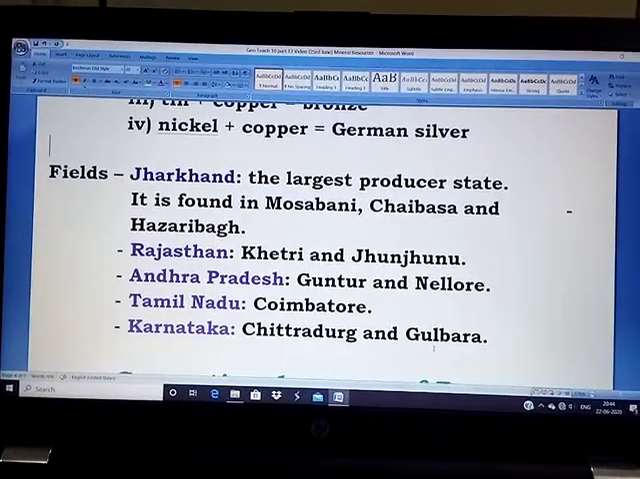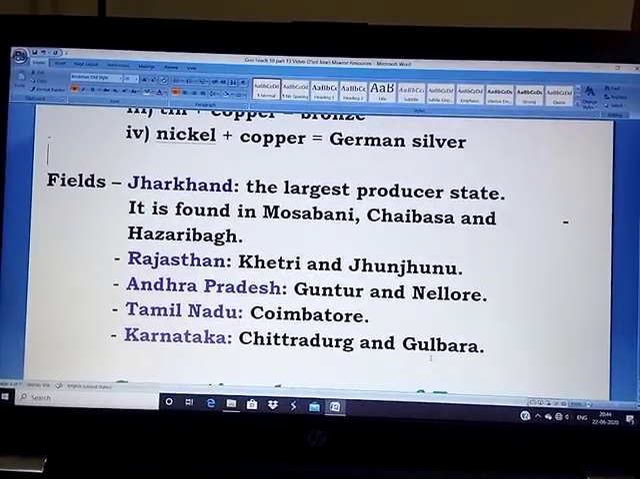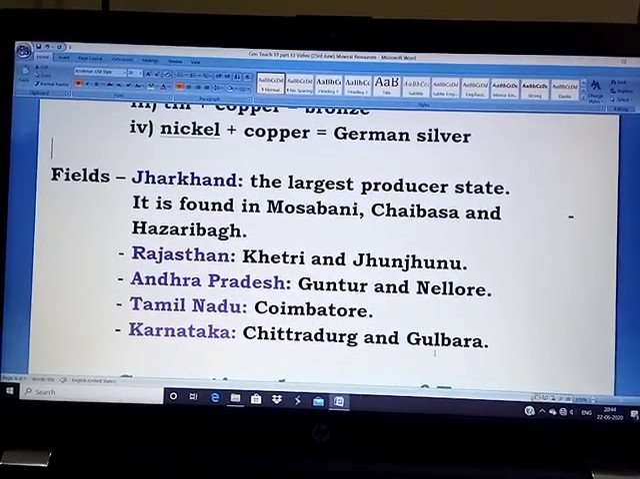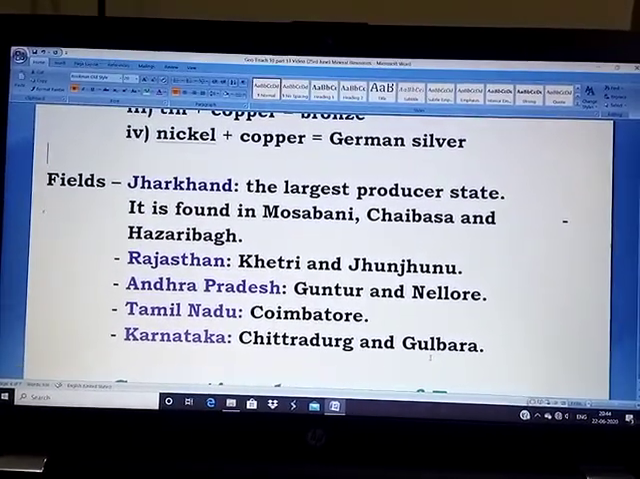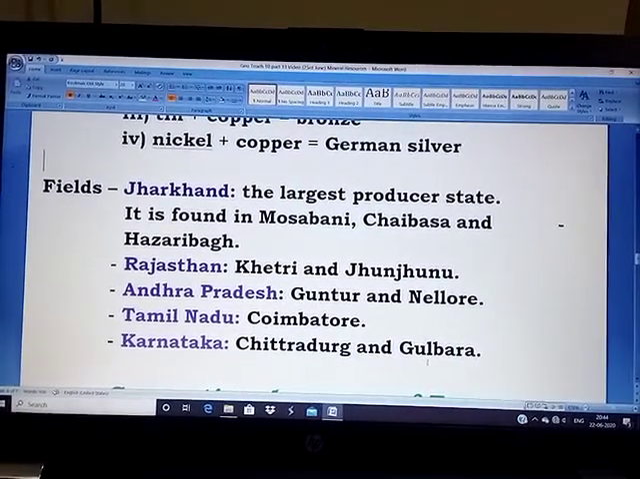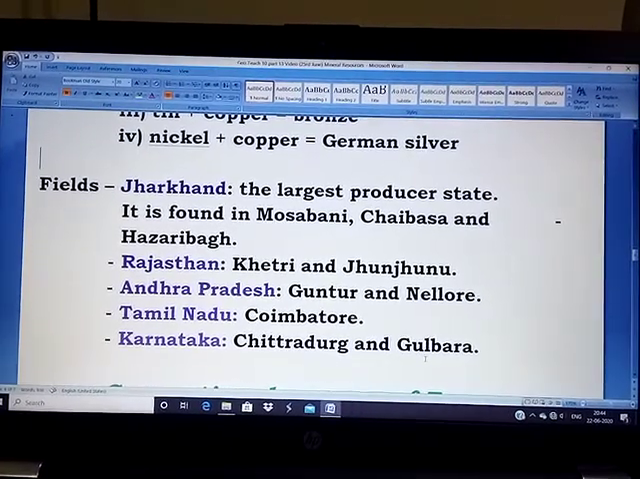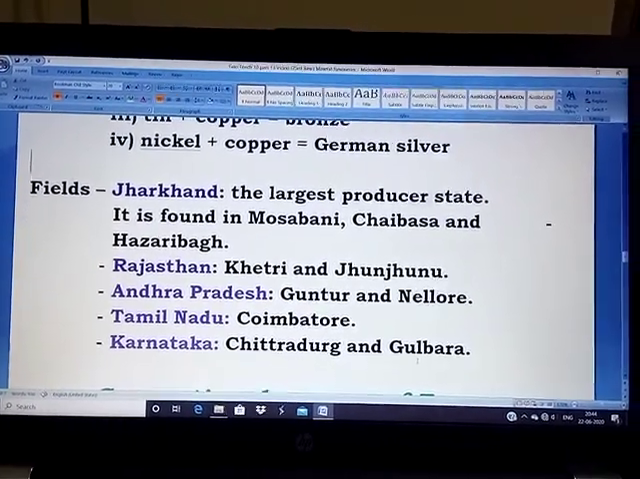I don't know whether the name is correct or not, but I got it: Khetri and Jhunjhunu. But your most important answer is Jharkhand and Mosabani. Okay, Jharkhand state, Mosabani is the place. Andhra Pradesh, Guntur and Nellore, Tamil Nadu, Coimbatore, and in Karnataka it is Chitradurg and Gulbarga.